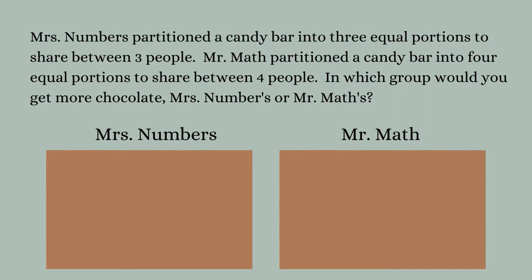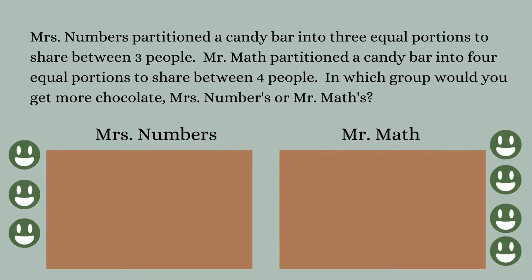All right, Mrs. Numbers has 3 people sharing the chocolate, and Mr. Math has 4 people sharing the chocolate. You might already have a prediction forming in your mind right now about which group has the people who get the most chocolate to eat.